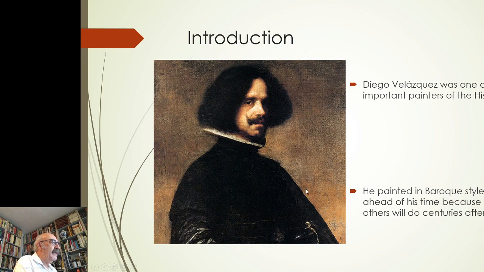Okay, he is one of the most important painters in the history of art. Okay, and he painted in Baroque style. Baroque style is a style that has some features. One of them is that they play with colors, with bright colors and with dark colors. Can you see here? Okay, that was Velázquez.